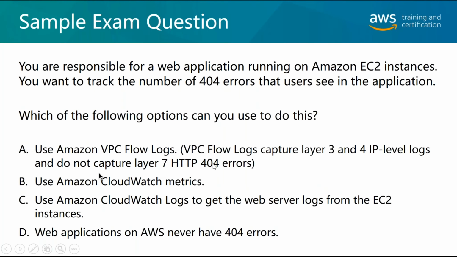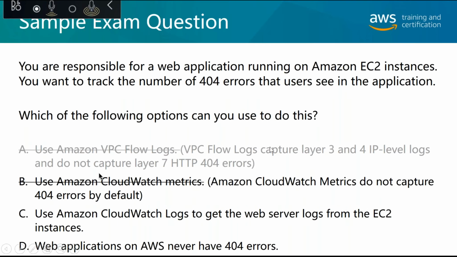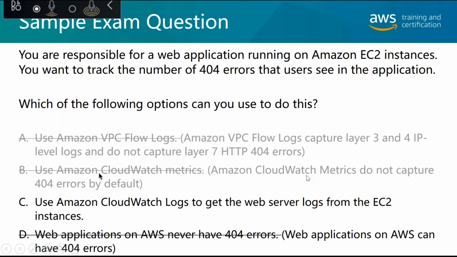Next question. You are responsible for a web application running on an EC2 instance, and you want to track the number of 404 errors that users see in the application. Which of the following options can you use to do this? So let's take a look at this. It's a web application running on EC2, with 404 errors. Maybe I can explain this a bit more.